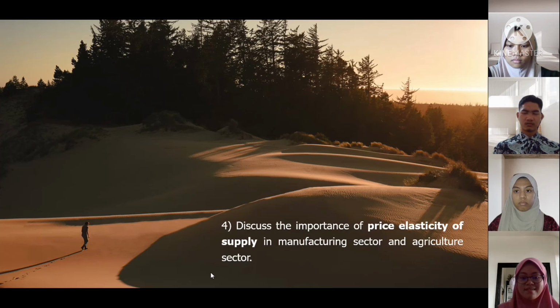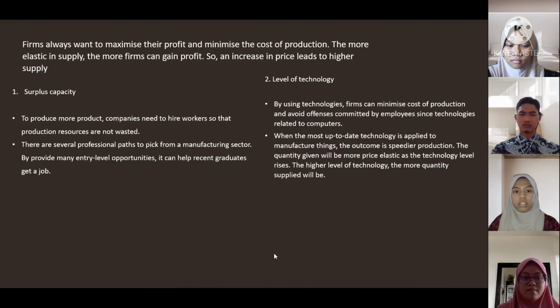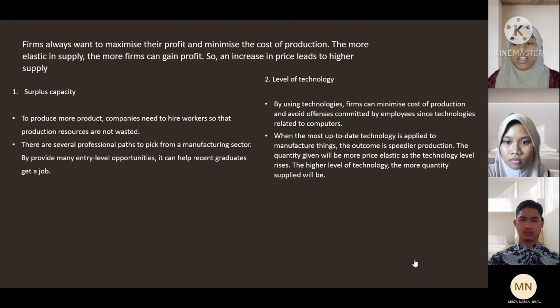Last, we will discuss the importance of price elasticity of supply in the manufacturing sector and the agriculture sector. Firms always want to maximize their profit and minimize the cost of production. The more elastic the supply, the more profit firms can gain. So an increase in price leads to higher supply.